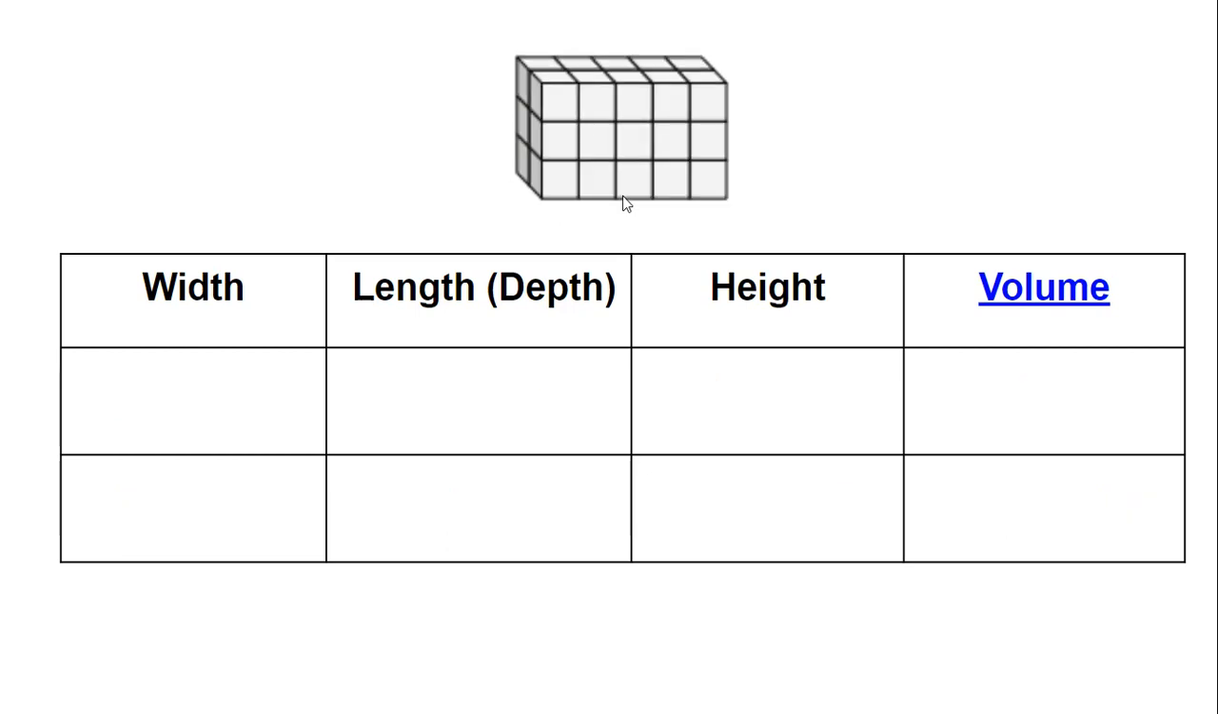Let's try another problem. Here we have another rectangular prism. Our width is 5 units because there's 5 going across: 1, 2, 3, 4, 5. Our length is 2 units because it's 2 units going back: 1, 2. Our height is 3 units because there's 3 units going up: 1, 2, 3. We also notice that there's 3 layers: top layer, middle layer, and bottom layer. We're going to use this information to help us build our rectangular prism in our simulator.